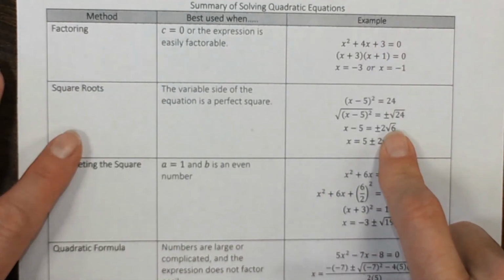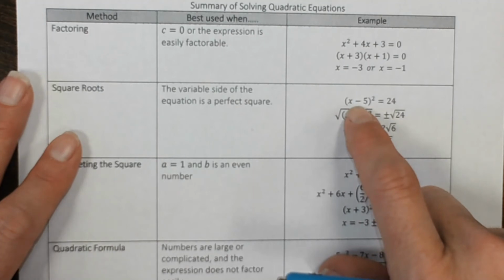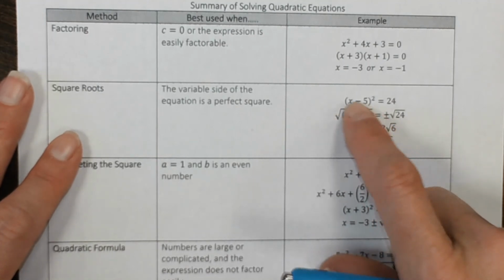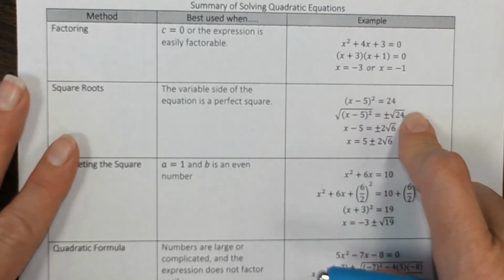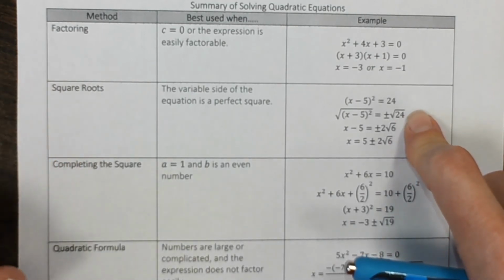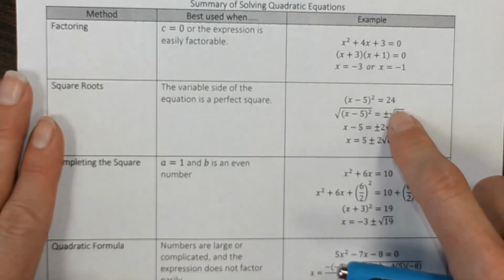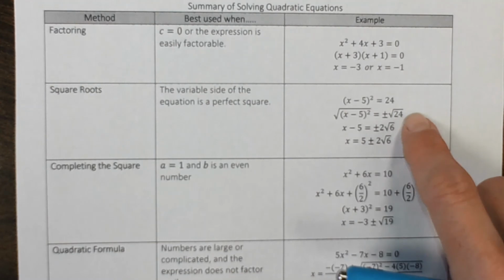All right, square roots. When do you use square roots? Well, we only use square roots when at least one of the sides is a perfect square. So if I have a binomial squared, or if I just have an x squared on one side, I can take the square root of both sides. Remember, whenever you are solving a problem and using a square root to undo something, you have to give yourself the plus and minus roots. And then remember, if you're taking a square root, make sure that the right side, if you can simplify it, you do.